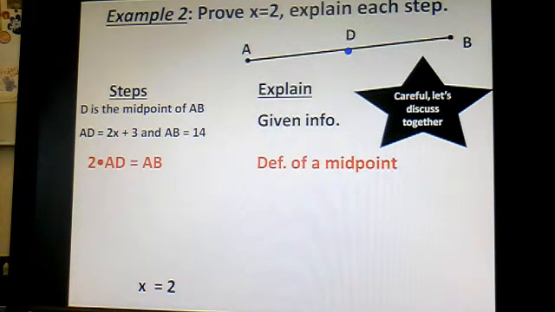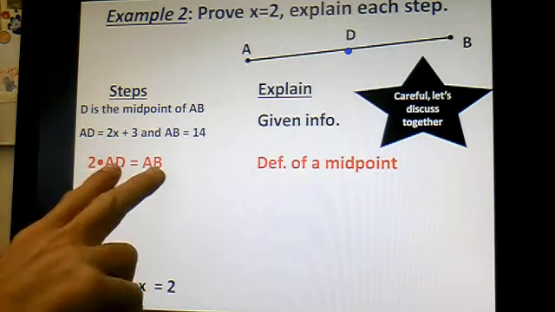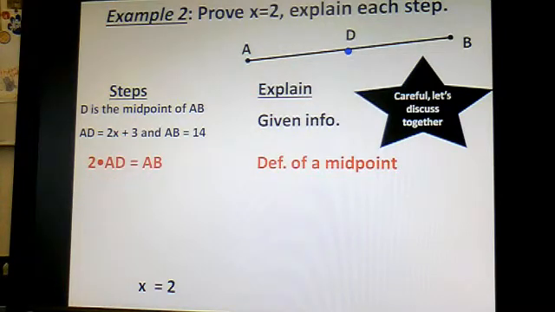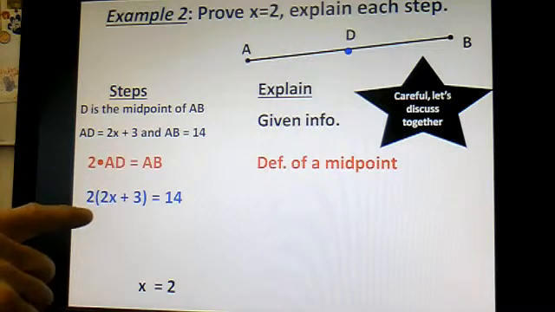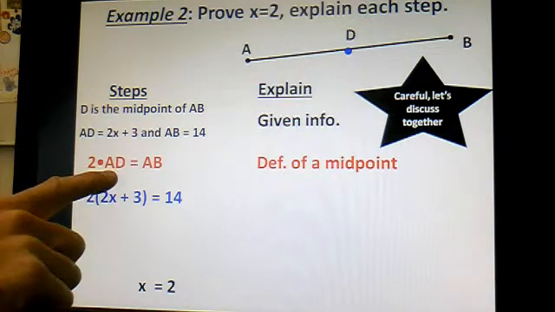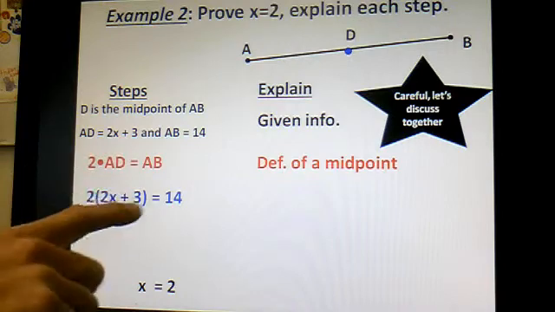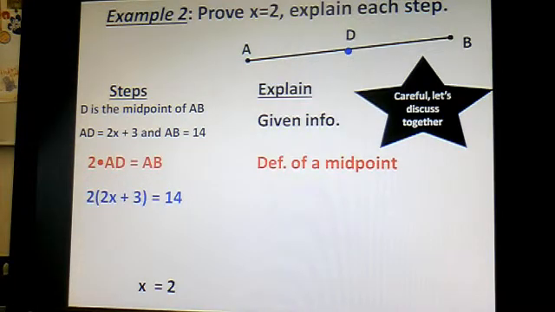Just like we did in the last one, we typically would do some replacement here. I'm going to show my next step as a replacement step. I keep the 2. I'm now replacing the AD with what it said it was equal to here, and I'm replacing the AB with 14. Of course, replacement is called substitution.